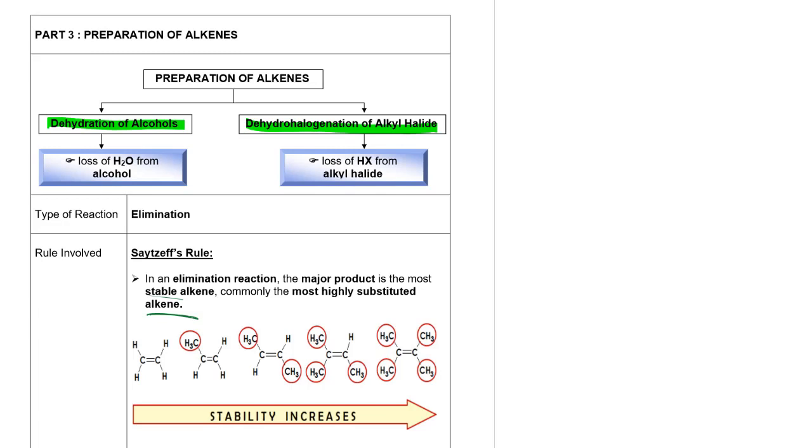The prefix "de" means remove. So we are removing hydration, removing water, from alcohol. And we are removing hydrogen, H, and halogen, X, from alkyl halide: HCl, HBr, HI. The type of reaction is elimination because we are removing a small molecule.